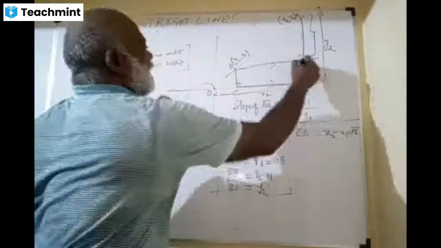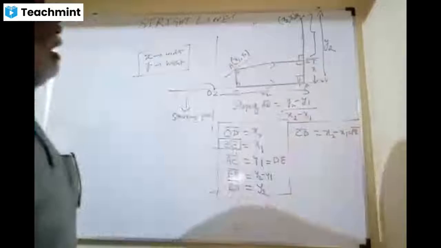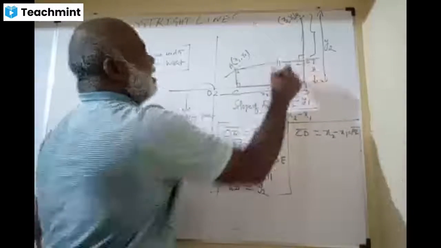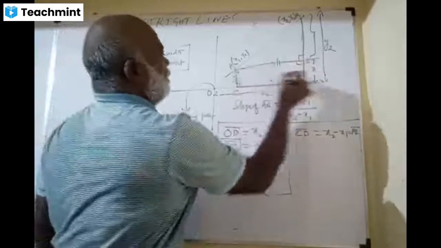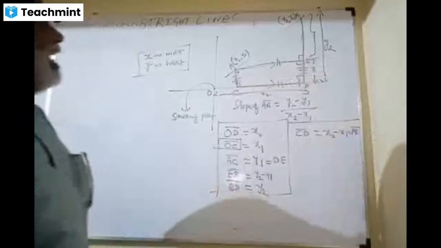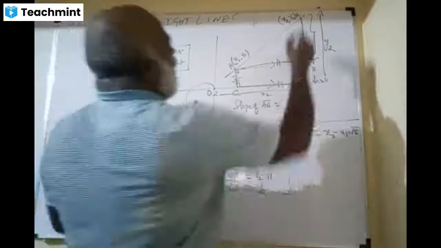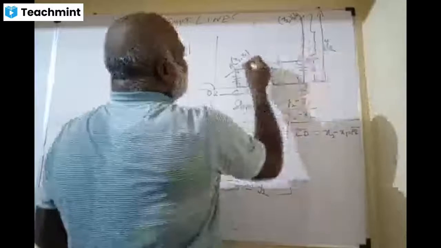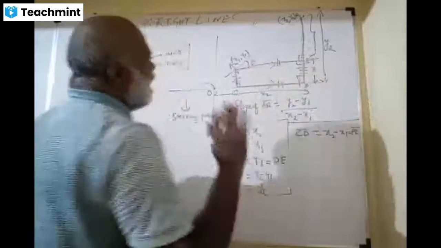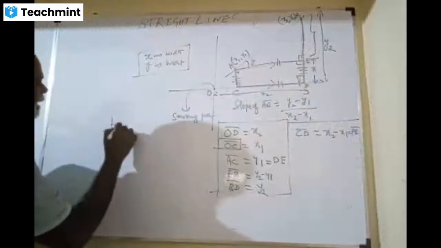Yes or no? Rectangle, opposite sides are equal. Yes, sir. Friends, tell me, what about BE now? Tan theta, this is theta, this is theta. What is tan theta? Slope is nothing but what?